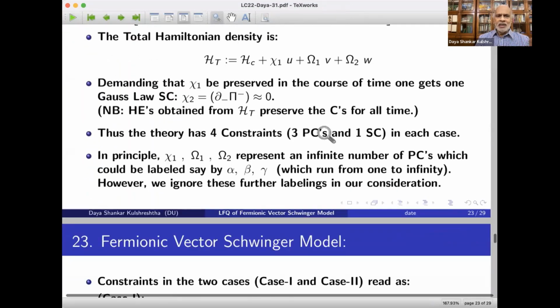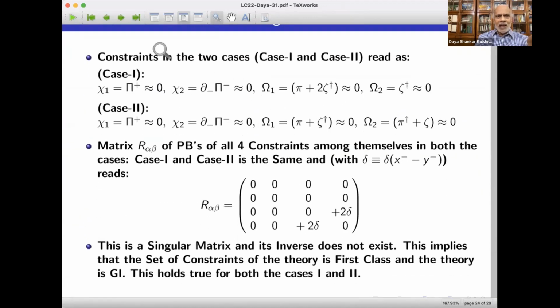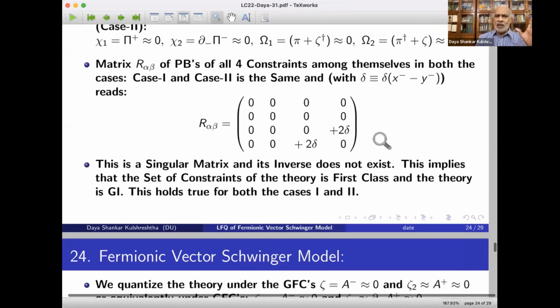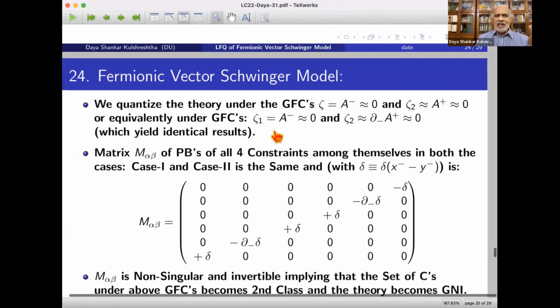And let me skip this comment. So now in one case, these are the 4 constraints. In the second case, these are the 4 constraints, and I can calculate the matrix of the Poisson brackets properly. And this is a singular matrix, so I must choose the gauge fixing conditions. And here I choose the time axial gauge, A minus equals 0, and the space derivative of A plus equal to 0.